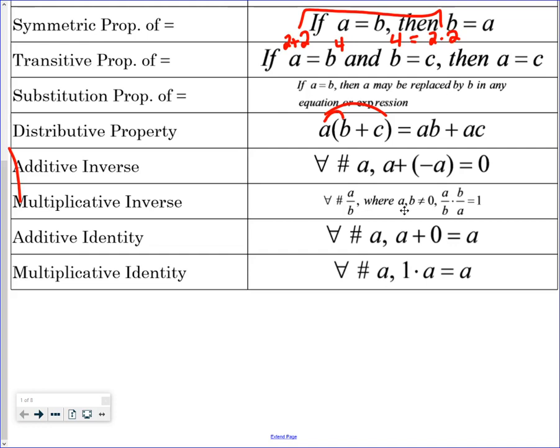I don't have to explain that to you, but it's formal and proper. So if I had 2 over 1, you multiply by 1 over 2, and you get a 1. It's just a property. There's nothing for you guys to think about here.